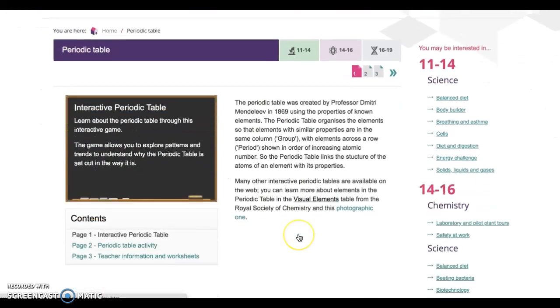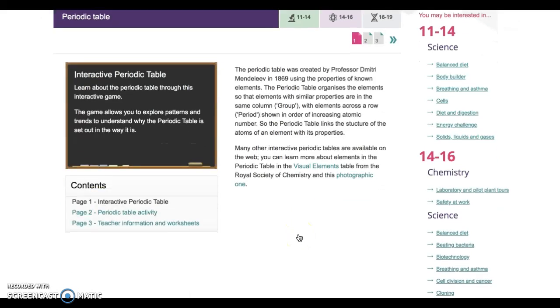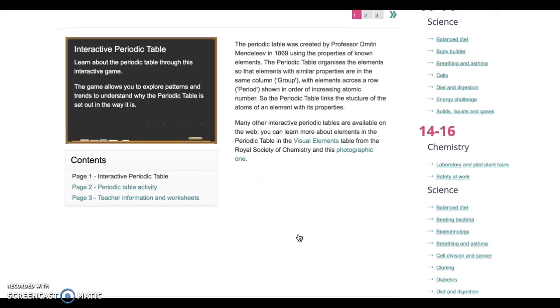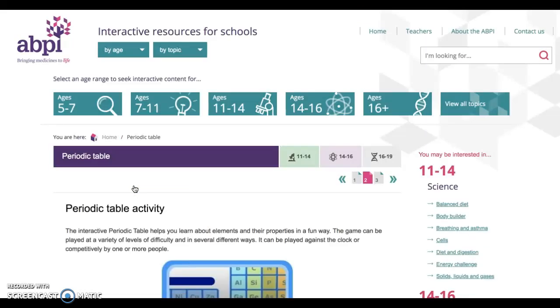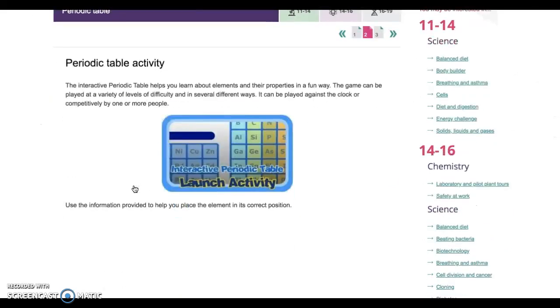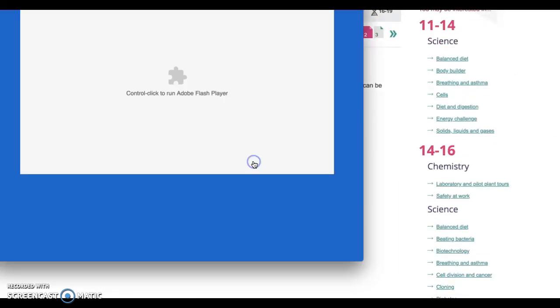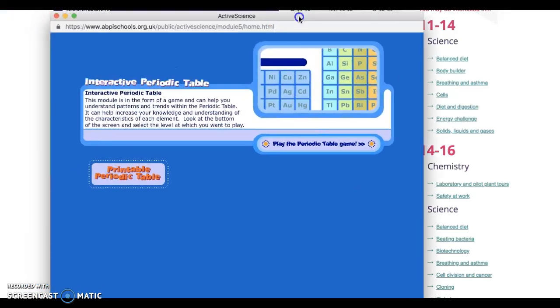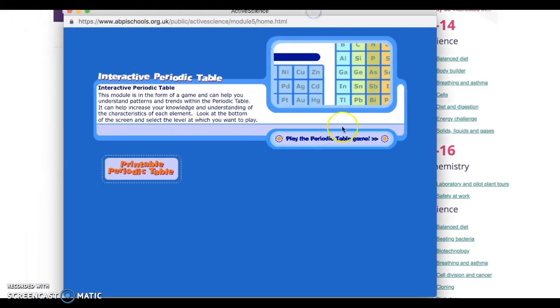But for this one, I thought it'd be a good resource for students learning how the periodic table is organized and the patterns within it. Not necessarily reactivity patterns, but just structural patterns of how the atoms are organized. So right here, it's called the periodic table activity. So I'm just going to move it into frame here.